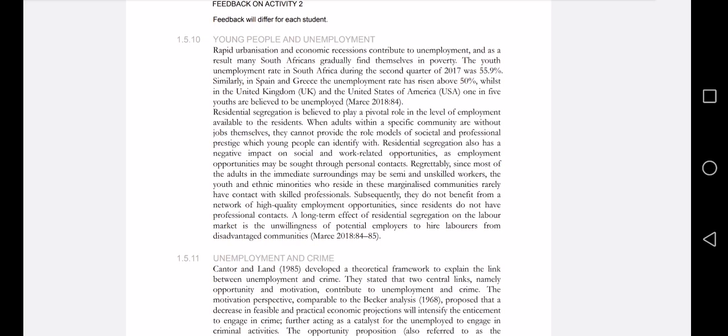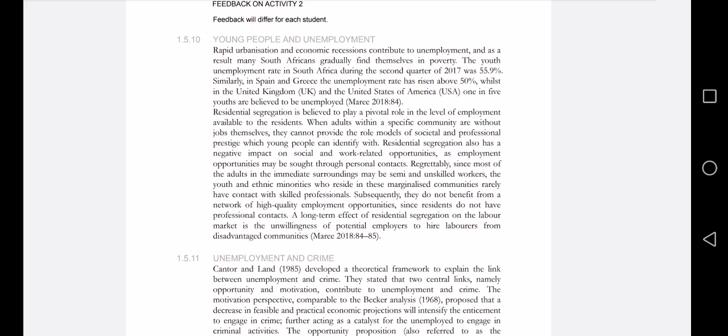Okay, young people and unemployment. Rapid urbanization and economic recession contribute to unemployment, and as a result, many South Africans gradually find themselves in poverty. The youth unemployment rate in South Africa during the second quarter of 2017 was 55.9%. Similarly, in Spain and Greece, the unemployment rate has risen above 50%, whilst in the United Kingdom and United States of America, 1 in 5 youths are believed to be unemployed. Marie 2018, page 84.